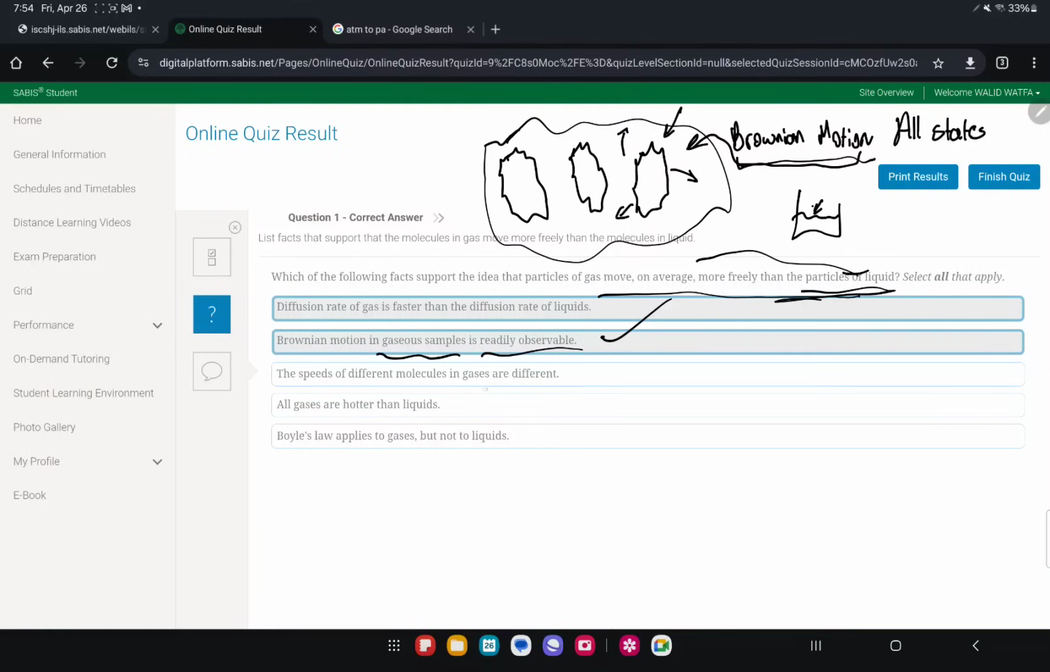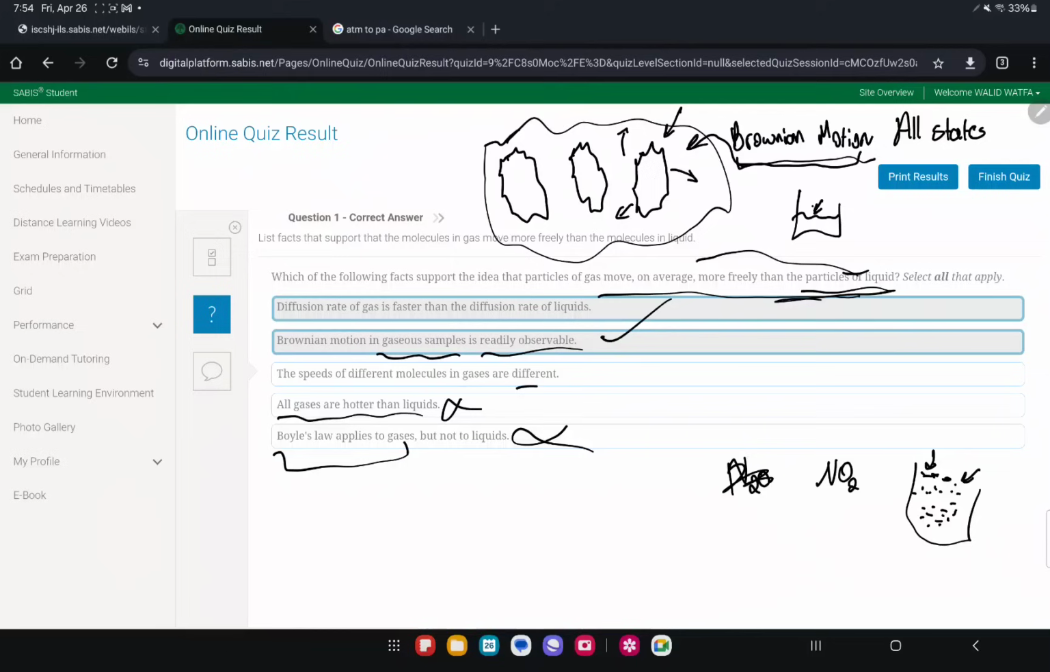Okay, the speeds of different molecules in a gas are different. So let's say you have NO2, nitrogen dioxide. This is a sample of nitrogen dioxide. They're all gas molecules. Do they have different speeds from each other? Obviously not, they all have the same speed. Okay, all gases are hotter than liquids. Obviously, that's wrong. Boyle's law applies to gases but not to liquids. That's also wrong. I think Boyle's law was the pressure-volume one, but that's not important. These two are the important ones.